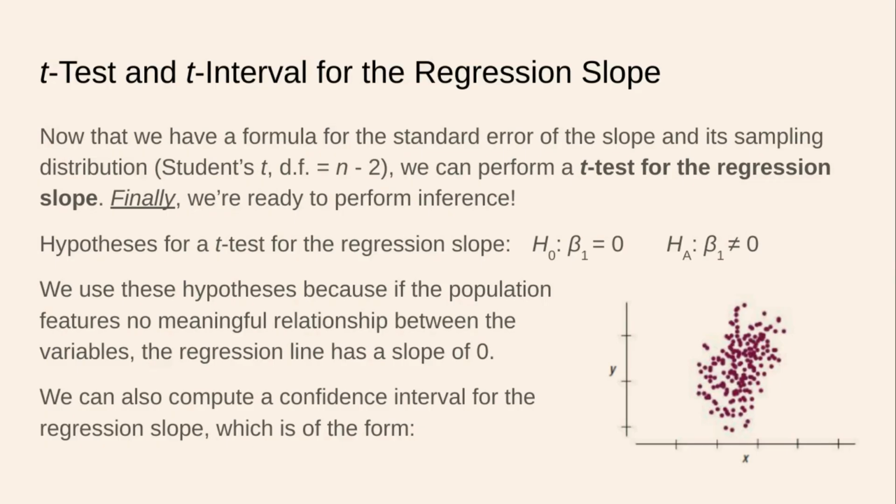We can also compute a confidence interval for the regression slope, which is of this form. Our confidence interval would be our point estimate for beta 1, which is b1, the slope of our sample regression line, plus or minus a t-star value with n minus 2 degrees of freedom, times the standard error of b sub 1.